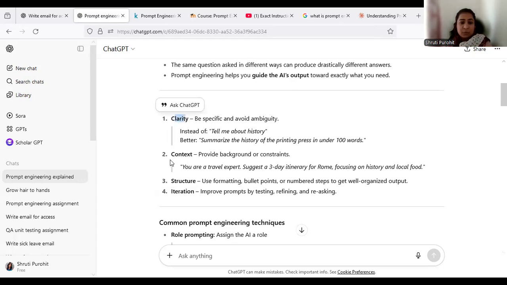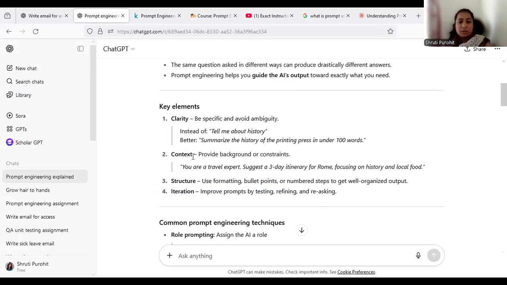Clarity is important, context is important, and structure, meaning formatting, bullet points, numbered steps, and paragraph tabs, when you are giving multiple tasks. And iteration means improving the prompts by testing, refining, and re-asking. It gives you the answer, then you verify it again: is it correct, or do you have an alternative to this answer, or can you improve the answer? This kind of iteration you can perform. And structuring, as we discussed, should be well organized.